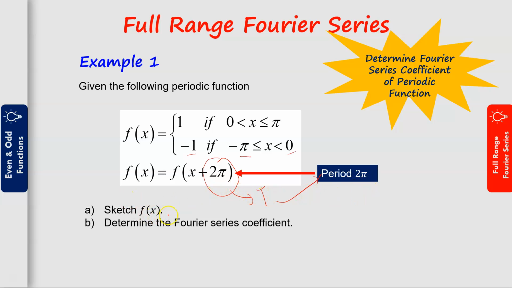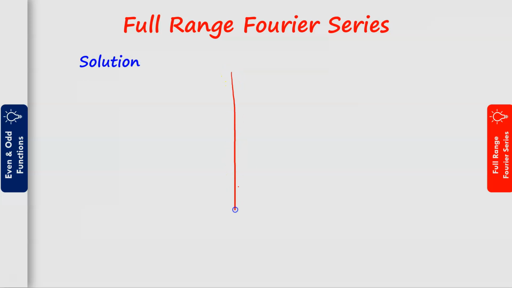And then you need to sketch f(x), and also you need to determine the Fourier series coefficients. So how can we do that? The first thing that we need to do is sketch a graph of this f(x). And remember, this f(x) has a period of 2 pi. So class, we can sketch the function here.